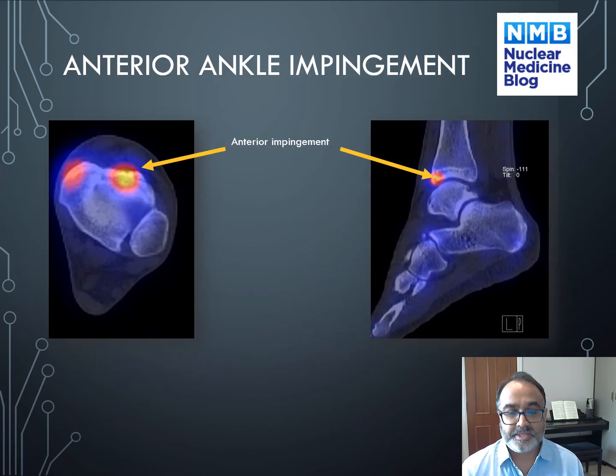We can also see cases of anterior impingement. So these are sometimes associated with athletes who have chronic repetitive stress injuries to the ankle. You can see in this case there's an overgrowth on the anterior aspect of the tibia that can impinge on the talus, causing anterior impingement.